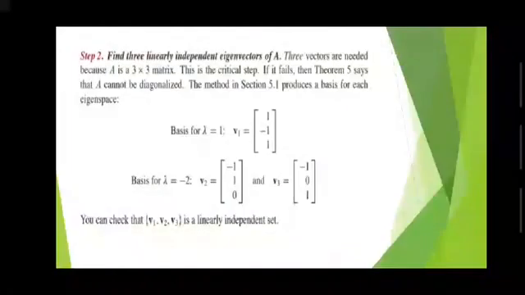This eigenvector we already take as v1. If lambda is equal to 1, then v1 is 1 minus 1 1. In the same way, if lambda is equal to minus 2, then v2 is equal to minus 1 1 0 and v3 is equal to minus 1 0 1. We will discuss this once again in the next class. Now we have got v1, v2, v3.